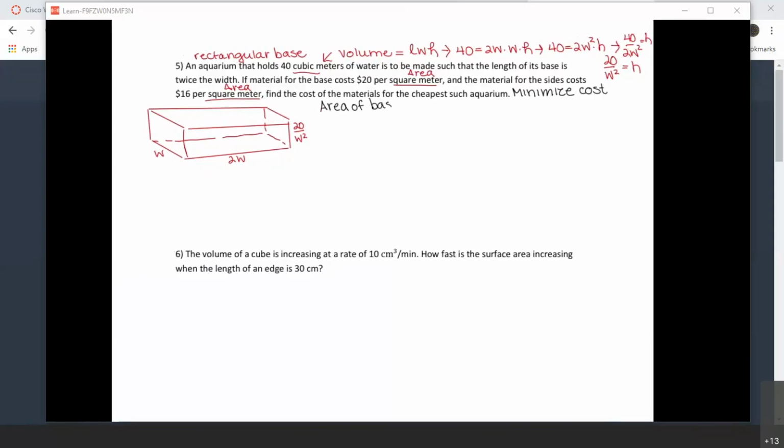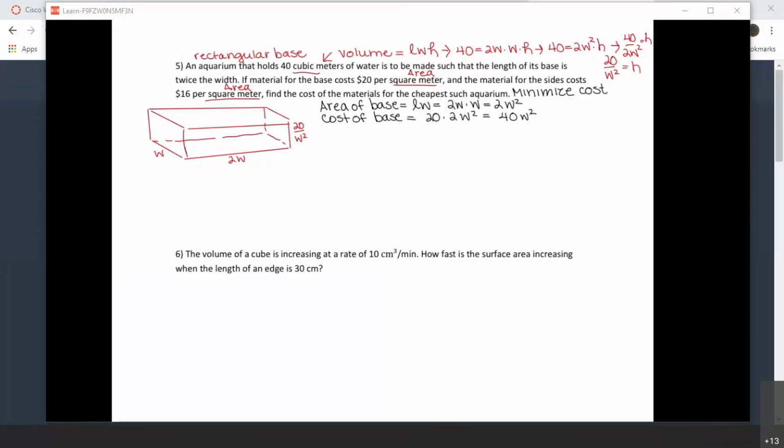Area of the base, that's length times width. And that's easy because we already know that it's 2W times W, so 2W squared. Cost of the base is going to be $20 times whatever that area is. Everybody all right with that?